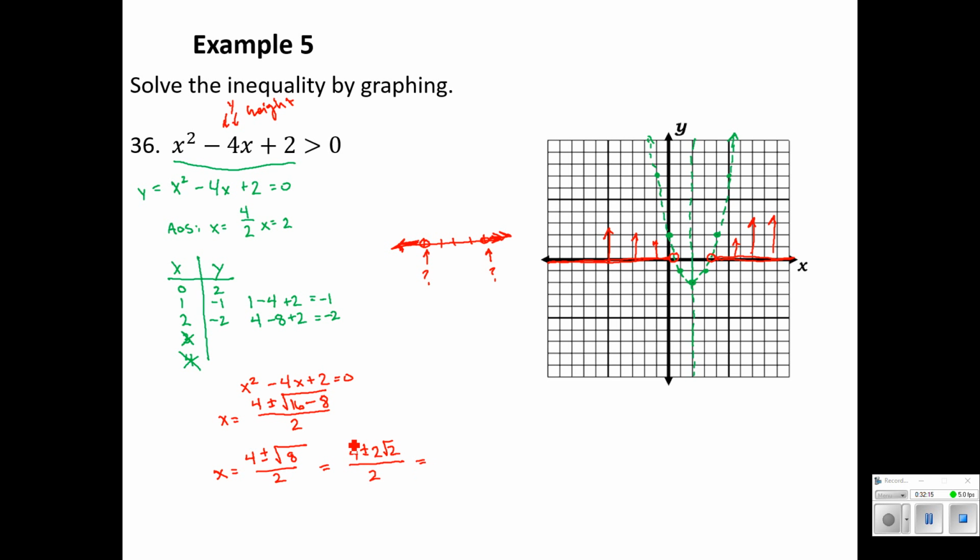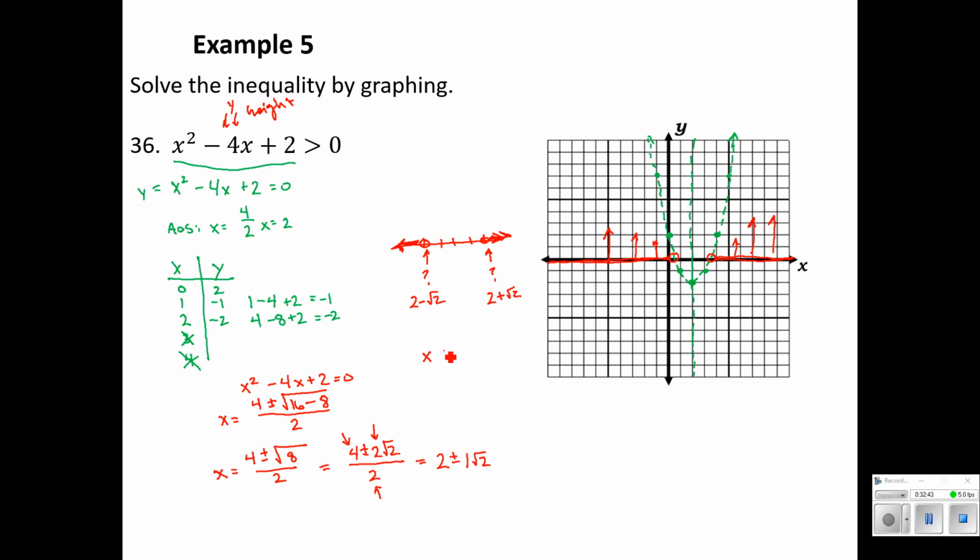All over 2. And now, since all of our loose numbers in the numerator have the same divisor as the denominator, we can simplify that. 4 over 2 is 2. And 2 over 2 is 1. So 2 plus 1 root 2, or just 2 plus root 2. Plus or minus, I should say. So how does this look? Well, this is 2 minus root 2, and this would be 2 plus root 2.